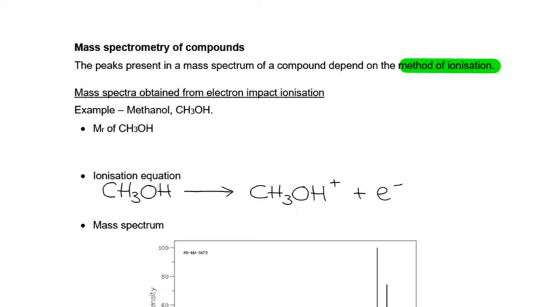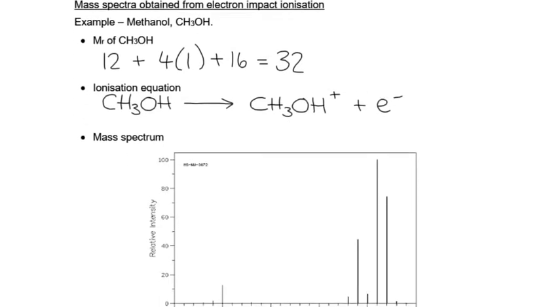Can you add up, using your periodic table, the MR of methanol? So you should have 1 carbon and 4 hydrogens and 1 oxygen. If you add that up, you will see that you should have the answer 32. So the compound weighs 32, or should.